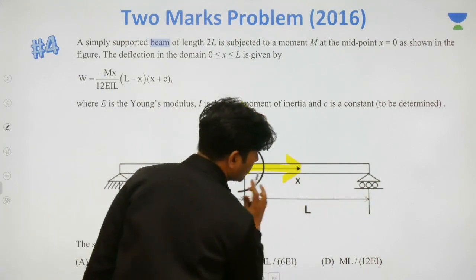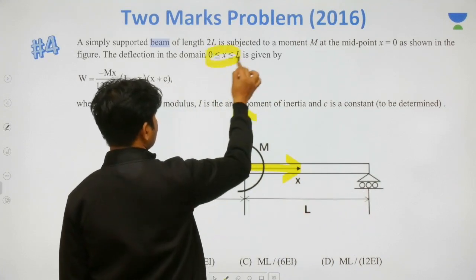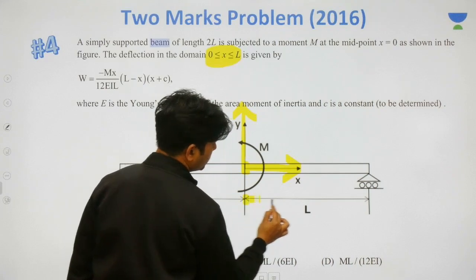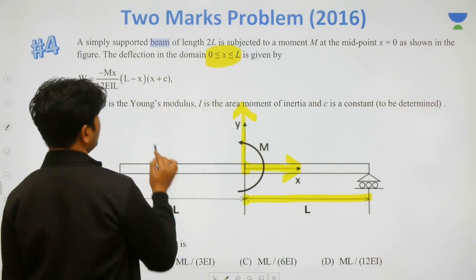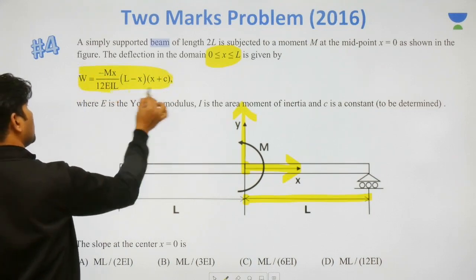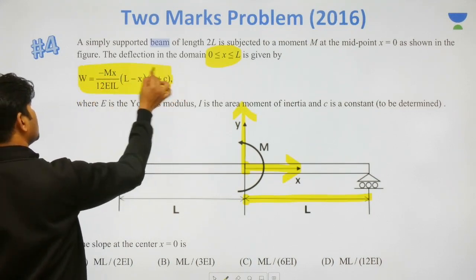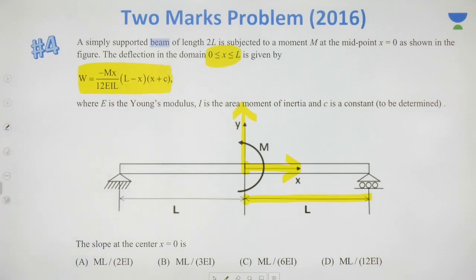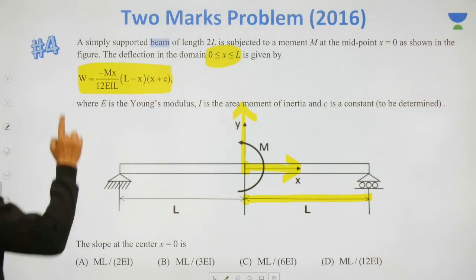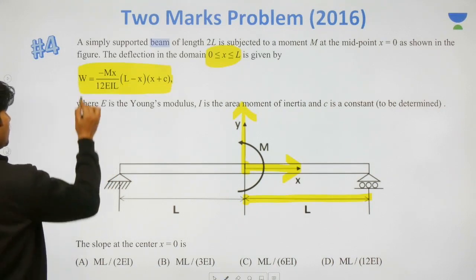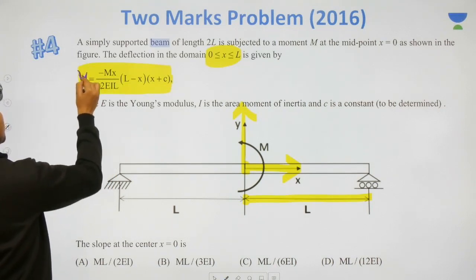And they are saying that only for the second half segment, only for 0 to L, this is origin, so here you have x is equal to 0. Only for 0 to L, deflection is given something like this. Then what will be the slope? This is deflection given, okay? Don't get confused by W here. This is basically Y.